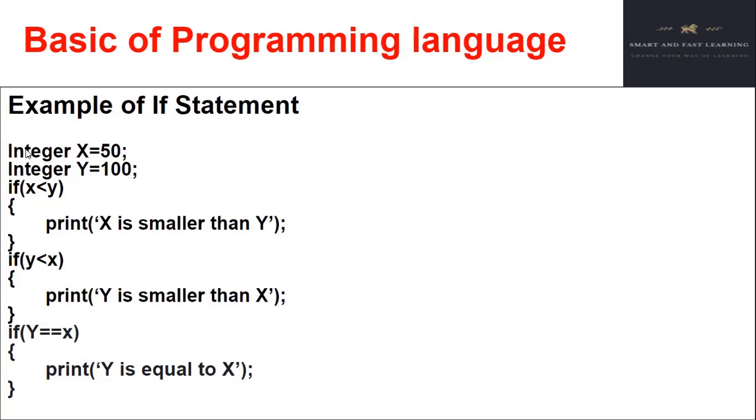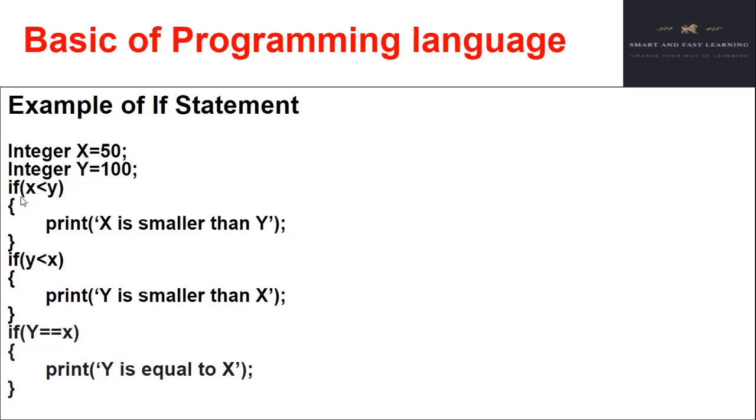Suppose we have taken two variables, one is x and the second is y, and we have assigned the values by the equal operator. I am assigning 50 to x by the equal operator. x = 50, means I am assigning 50 to x. Likewise, I am assigning 100 to y.